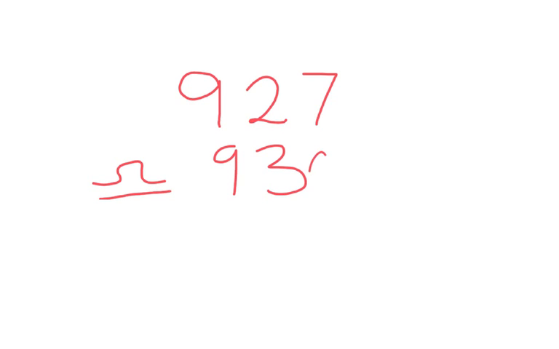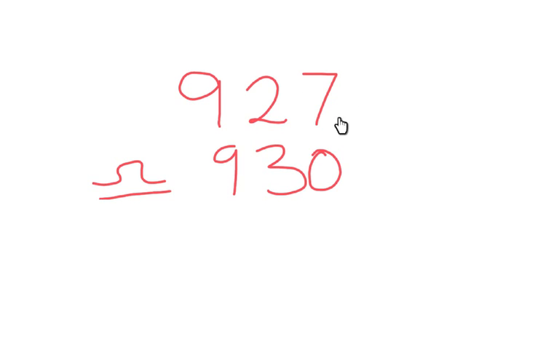Correct 927 to the nearest 10. So all we have to do is round up this 7. Since it's above 5, it adds 1 to 2. So we'll have 930.